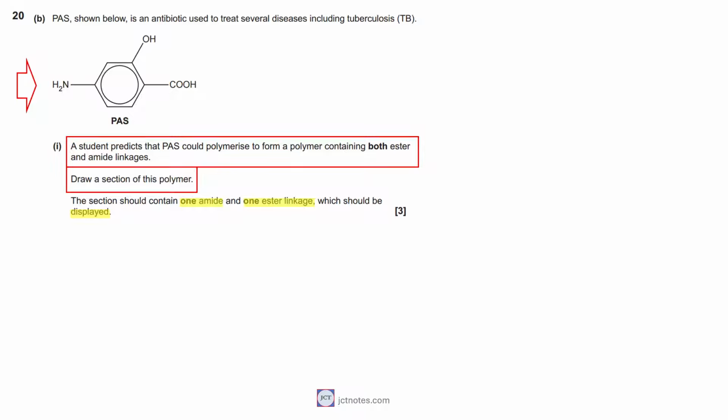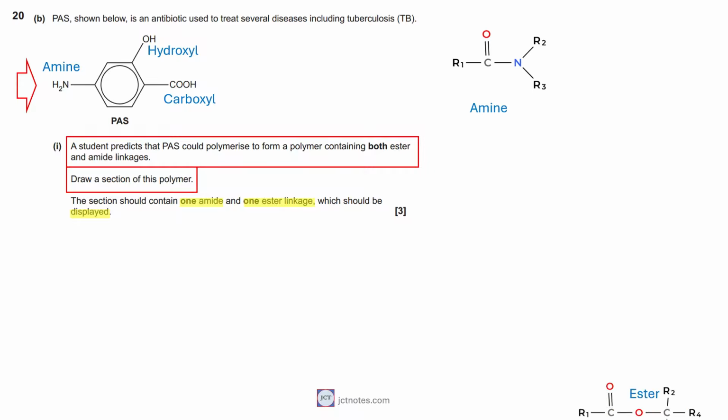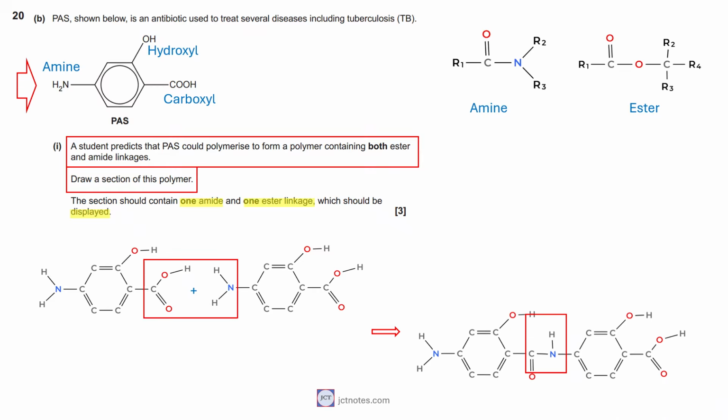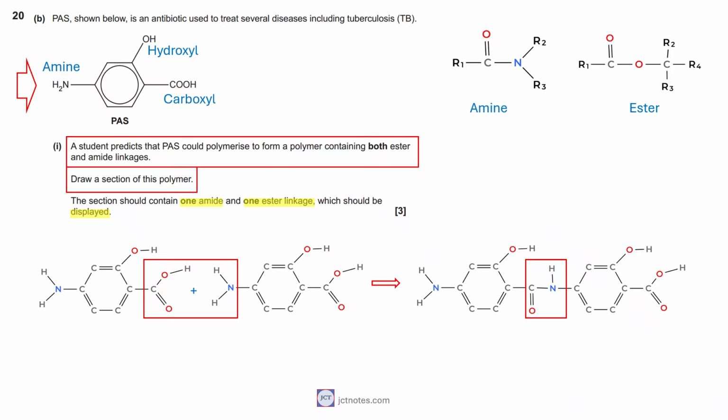Each PAS molecule has an amine, hydroxyl and carboxyl groups. With these groups we need to create an amide group and an ester group. As we are going to create 2 new links, we are going to use 3 benzene groups. Let's start with the creation of an amide group between the amine and the carboxyl group. Now, we need to add another PAS molecule, creating a link between the OH and the COOH groups.